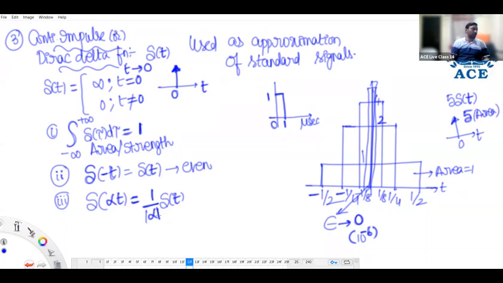When you have del of 3t, what is the answer we have to write? 1 by 3 times del of t. Del of 3t means 1 by 3 times del of t, or not? Like that. Okay, I'm moving to the next slide.